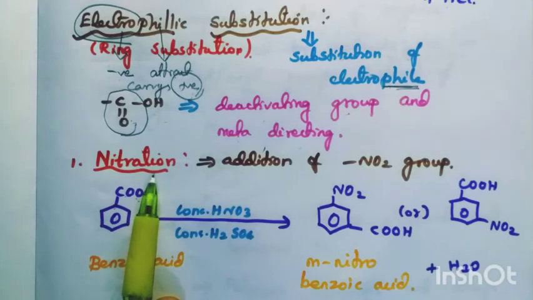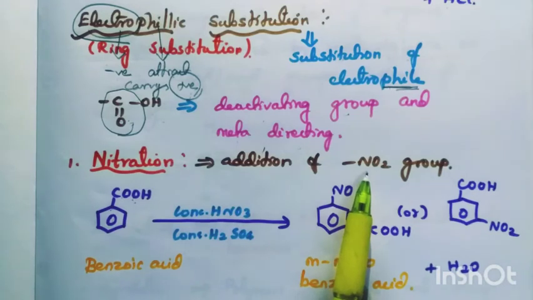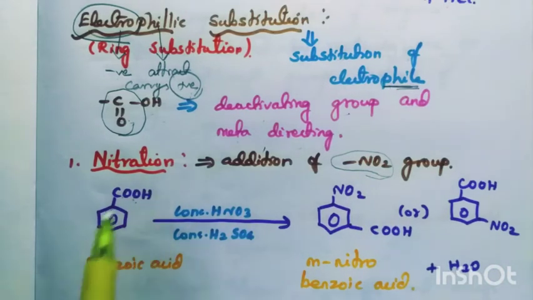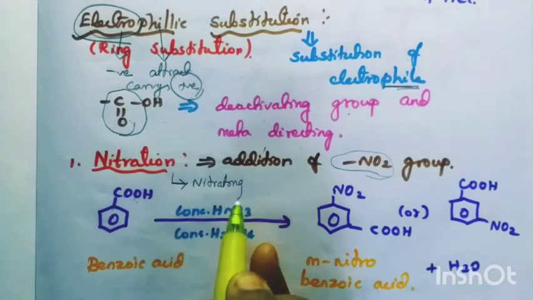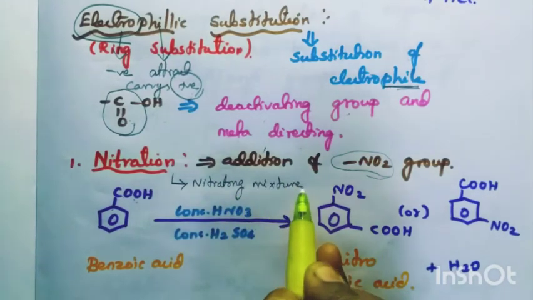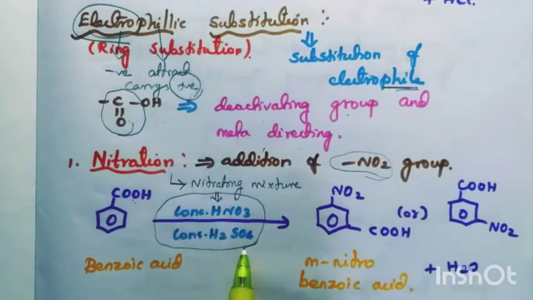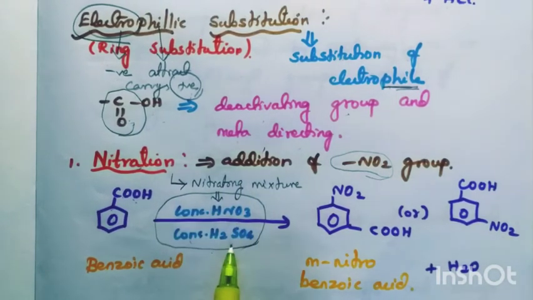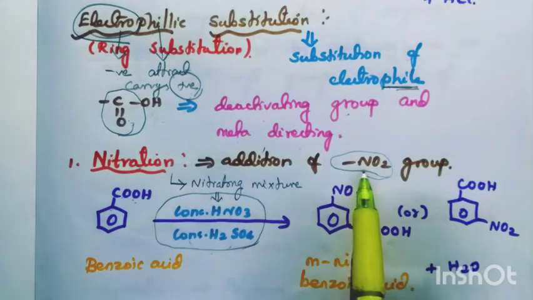The first process in electrophilic substitution is nitration. Nitration means addition of the NO2 group. This is a nitro group. What does nitration need? We need a nitrating mixture. What is that nitrating mixture? It is nothing but concentrated nitric acid and concentrated sulfuric acid. This is the nitrating mixture. In nitration, which group is added? The NO2 group is added. How does this reaction take place?